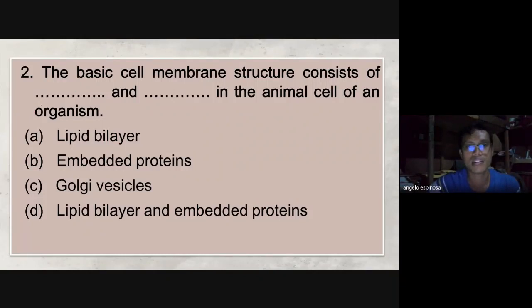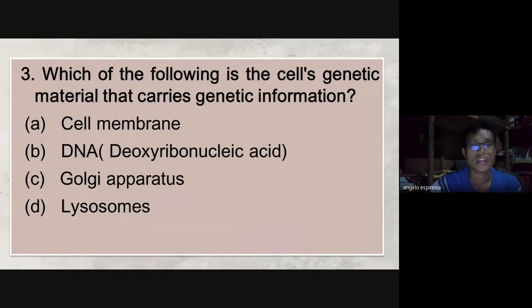Number two, the basic cell membrane structure consists of blank and blank in the animal cell of the organisms. We know that in the cell membrane, diffusion passes through the lipid bilayer, and then osmosis passes through the embedded proteins. So the correct answer is letter C. Number three, which of the following is the cell's genetic material that carries genetic information? It's letter B, DNA, deoxyribonucleic acid.